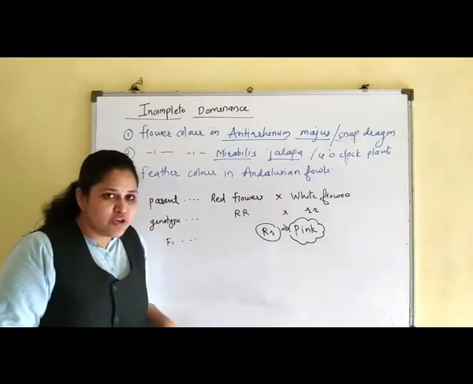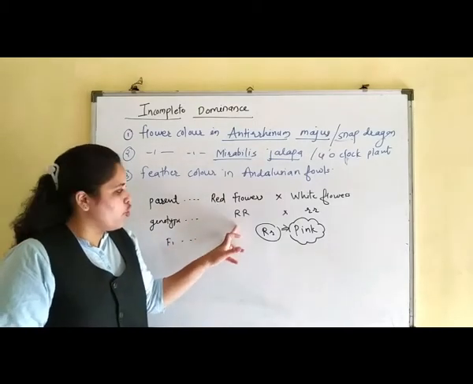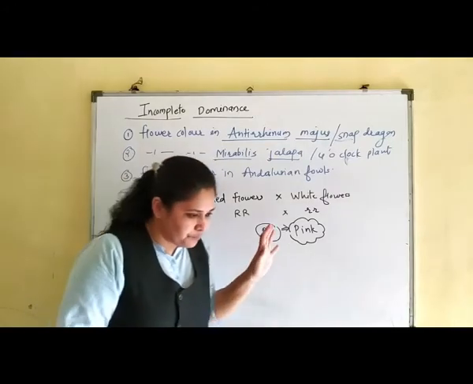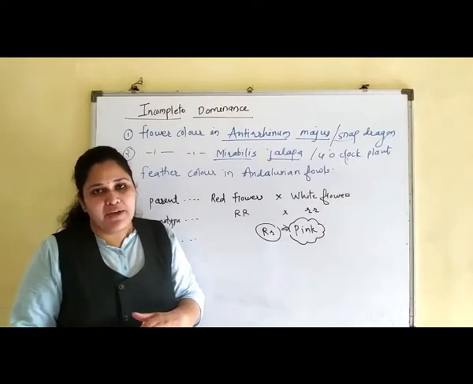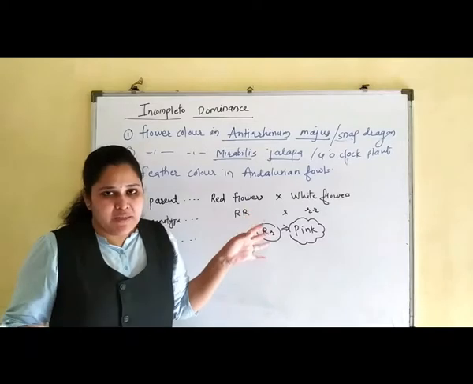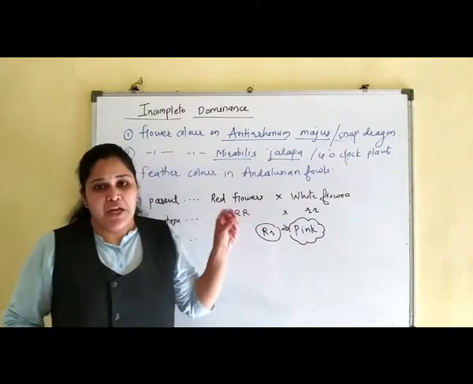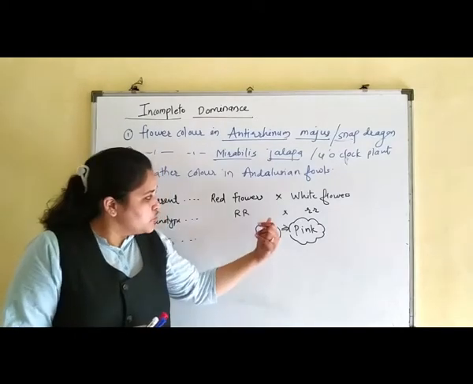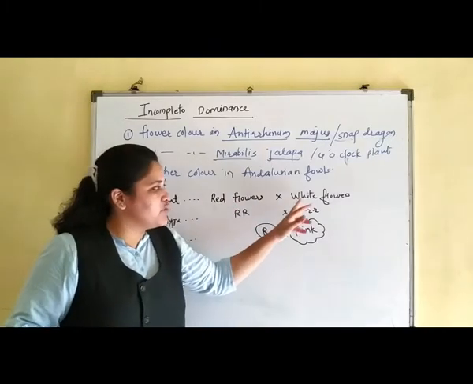Now this is because of what? This is because of less expression of the dominant allele. See, when Mendel did his experiment, he refuted the concept of blending. That means there is no blending of genes, there is no blending of phenotype. Each and every allele expresses itself separately. So most of the time we say that this is red, this is white.